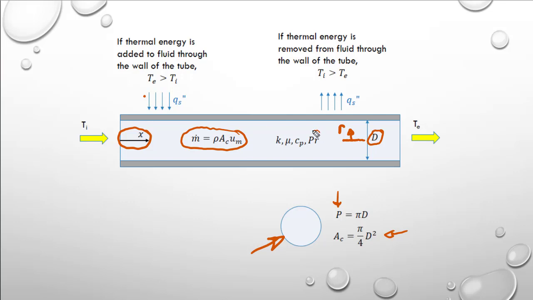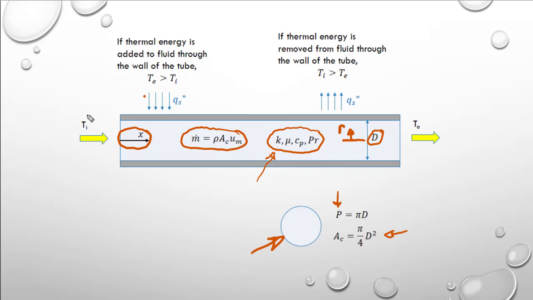Again, we're going to have specific fluid properties, and these fluid properties will have to be evaluated at a specific temperature. And this specific temperature that we evaluate the properties at is going to be essentially a mean temperature of the fluid as it passes through the tube. So this is going to be another topic that we are going to have to address.